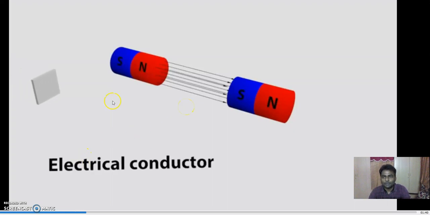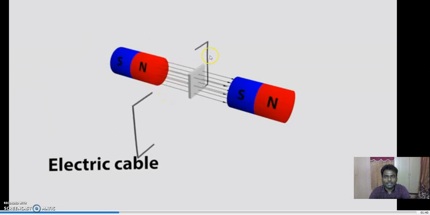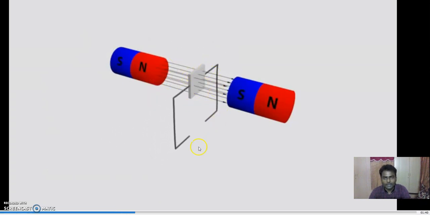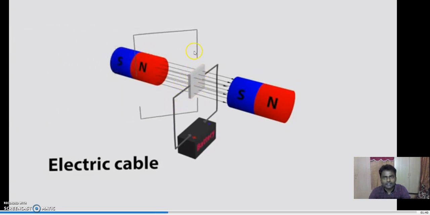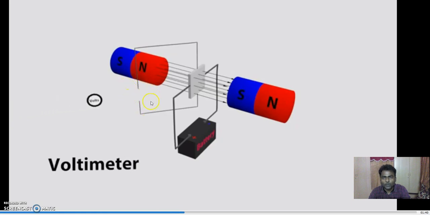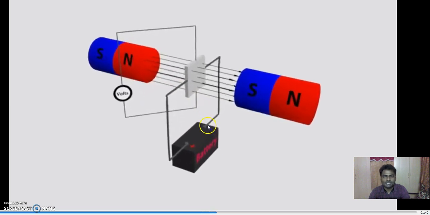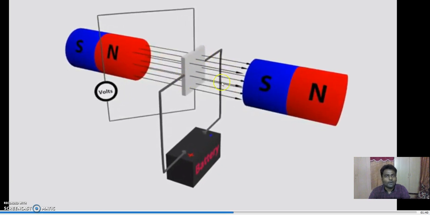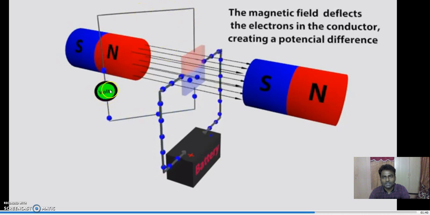We place an electrical conductor between these 2 magnets, and we connect that metal with electric cables to a battery. The metal is again connected with electric cables to a voltmeter in order to measure the voltage. When the battery is turned on, it produces charges which pass through this metal conductor, while the magnetic field interferes with the flow of current. This interference creates a potential, which is passed through the electric cable and measured in the voltmeter.